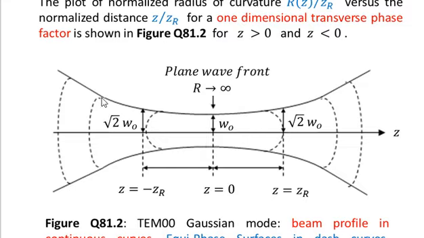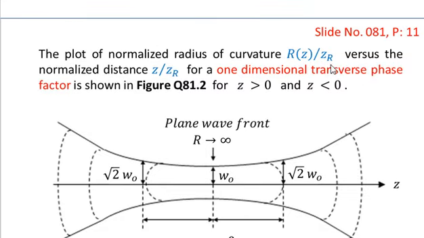So this is the diagram. Now you see what are these solid lines. I have explained the dotted lines. The dotted lines are actually the plot of R of Z, that is the normalized radius of curvature versus the distance.